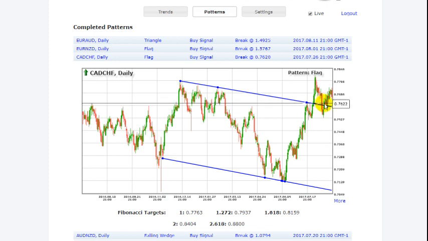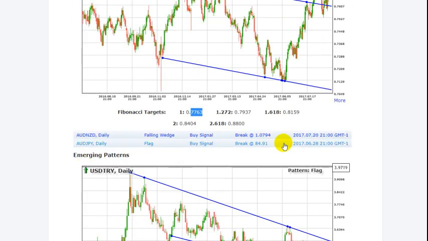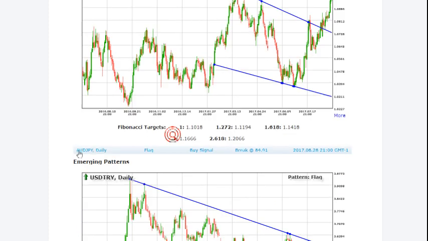And we went up to 76.20 you got in at. And right now it's up at 77.22. Right? It's 100 pips so far. And the first profit target is 77.63. And these other ones are back in July. It's a falling wedge here.